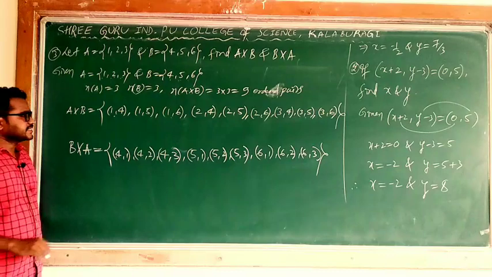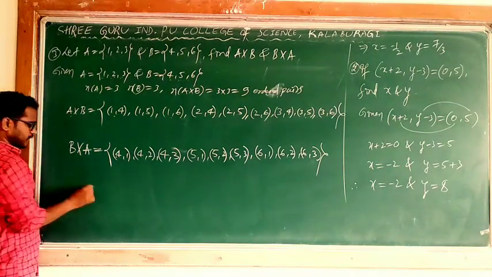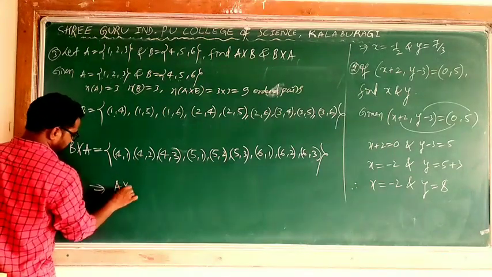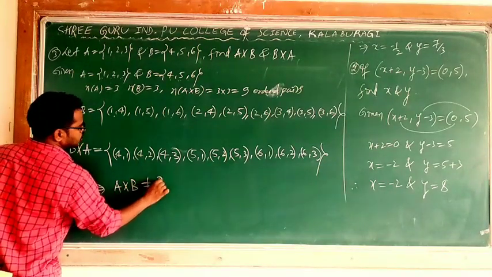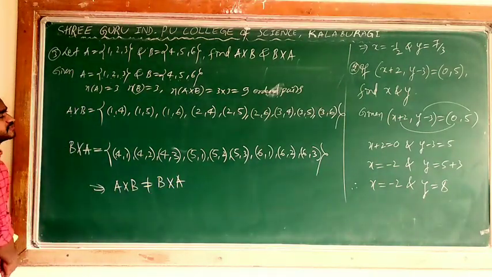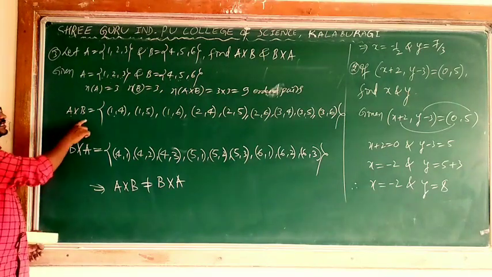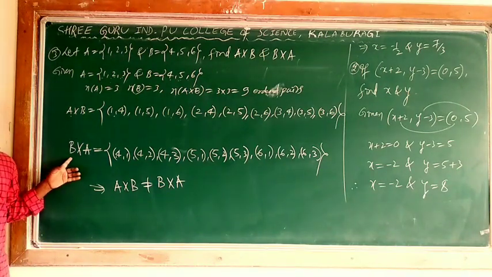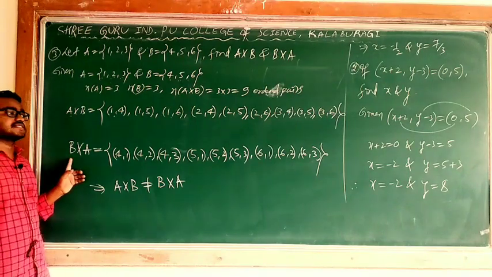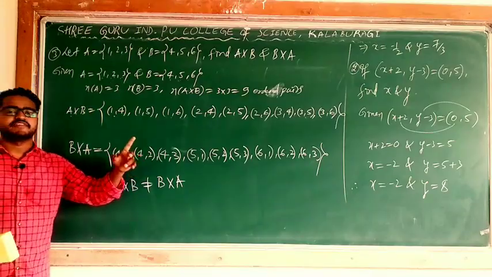Again 9. Can I say A cross B is equal to B cross A? No. It implies that A cross B is not equal to B cross A, because the ordered pairs are different. Whenever two sets of ordered pairs are equal, then only can I say their corresponding Cartesian products are equal. Here the Cartesian product of this and the Cartesian product of this have the same number of elements, but they do not have the same ordered pairs. These ordered pairs are different.